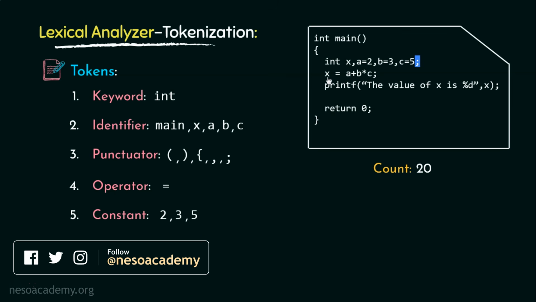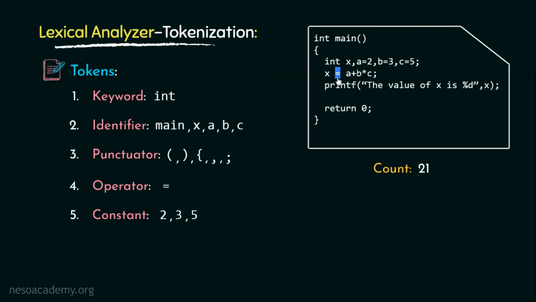Coming to this statement, here we encounter the identifier x again. So count will now be 21. The assignment operator will also increase our token count to 22. Next up is the variable a. So count becomes 23. Now this plus operator is the addition operator.